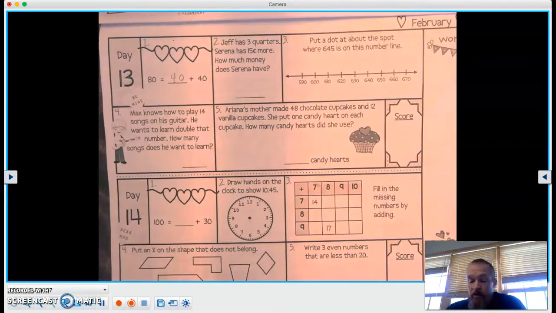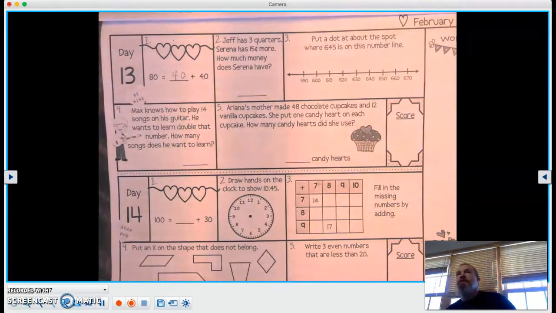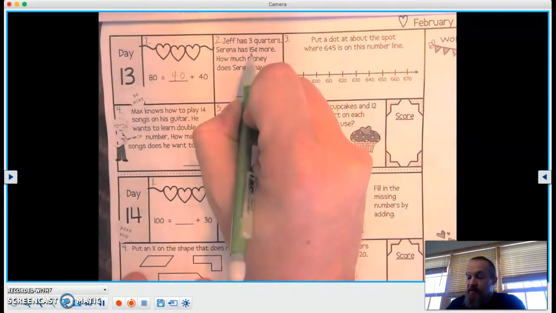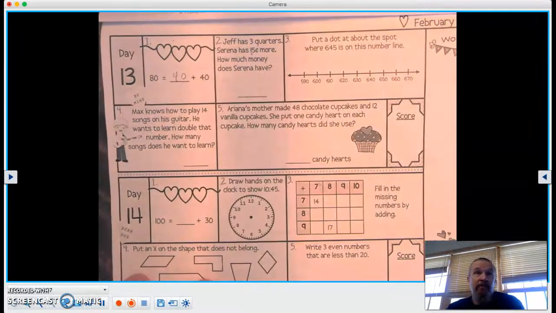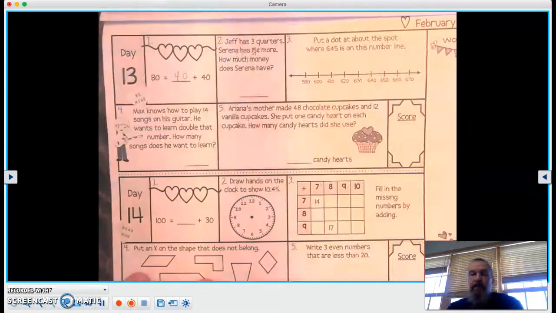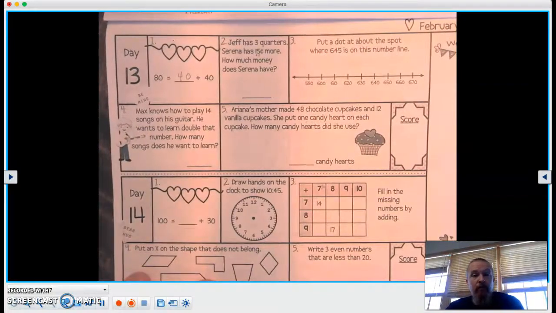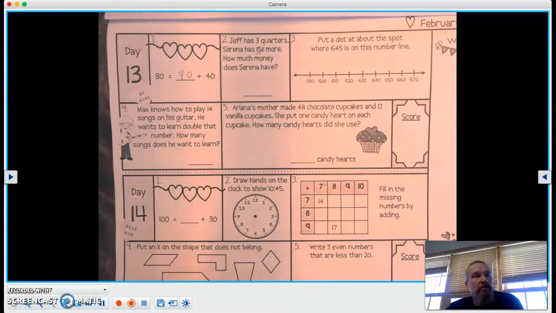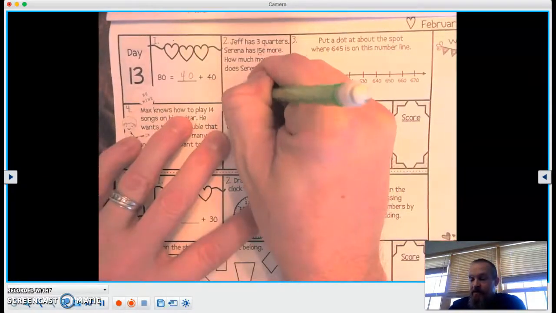All right. Number 2, Jeff has 3 quarters. Serena has 15 cents more. How much money does Serena have? So if Jeff has 3 quarters, that's 25, 50, 75 cents. Plus one more 10 would be, goes from 75 to 85. And then a nickel, counting by fives from 85, would be 90. So again, 3 quarters, 25, 50, 75, and then a dime would make it 85, and then a nickel would make it 90 cents.